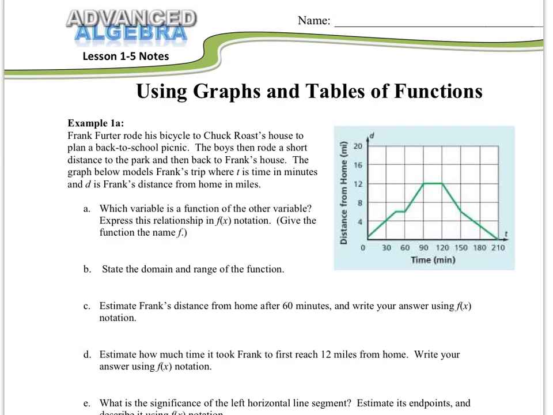Frank rode his bicycle to Chuck Rost's house to plan a back-to-school picnic. The boys then rode a short distance to the park and then back to Frank's house. The graph below models Frank's trip, where T is time in minutes and D is Frank's distance from home in miles. T is on the x-axis, so it's the independent variable, and D is on the y-axis, so it's the dependent variable. So part A, which variable is a function of the other variable?